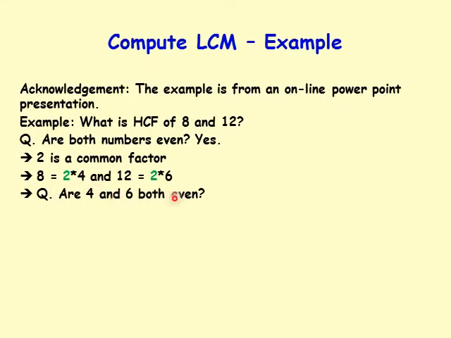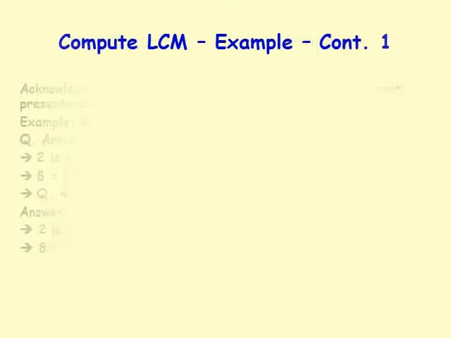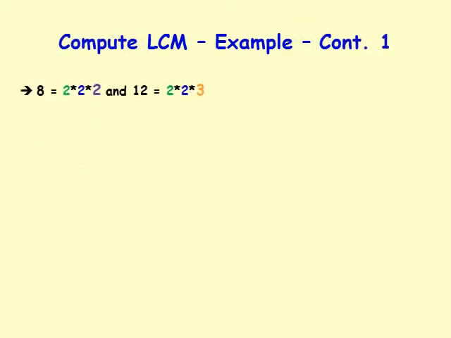Are 4 and 6 both even again? Yes, and 2 is a factor again. So 8 is 2 times 2 times 2, and 12 is 2 times 2 times 3. Now these 2 and 2 are common factors, and then the remaining 2 and 3. So 8 is 2 times 2 times 2, and 12 is 2 times 2 times 3, and 2 and 3 don't have any more common factors.